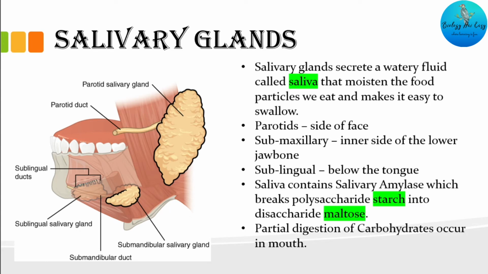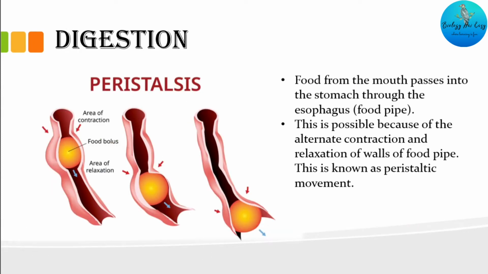The second step of animal nutrition is digestion. Saliva contains an enzyme called salivary amylase which breaks the polysaccharide starch into the disaccharide maltose. Hence, it is said that partial digestion of carbohydrates occurs in the mouth. The food from the mouth cavity passes into the stomach through the esophagus.